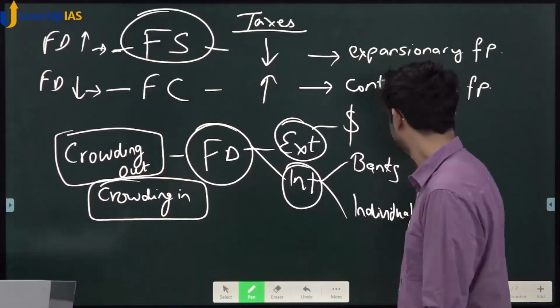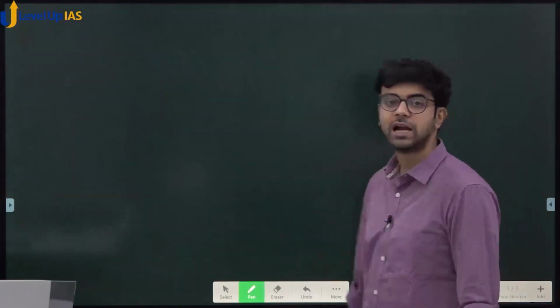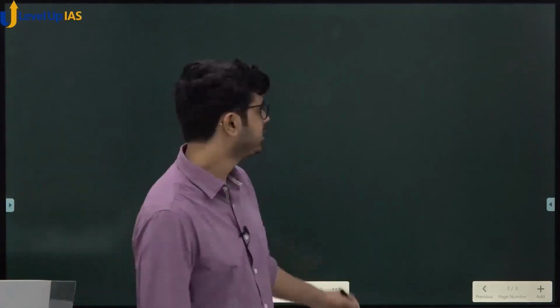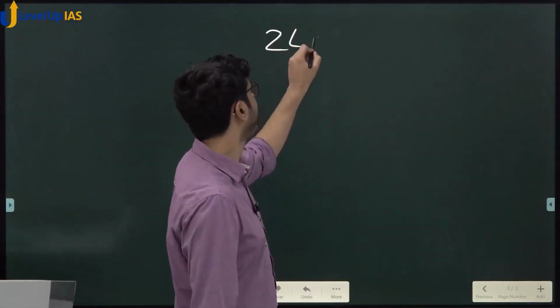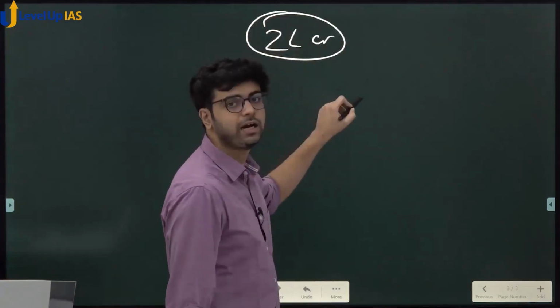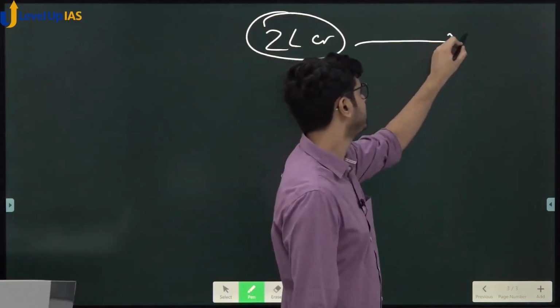Right? Then we saw, very important, that unlimited fiscal deficit is not good. Why? Because it impairs the ability of future generations. Why? Because today if the government takes a loan of 2 lakh crore rupees, that loan has to be repaid after 10 years.